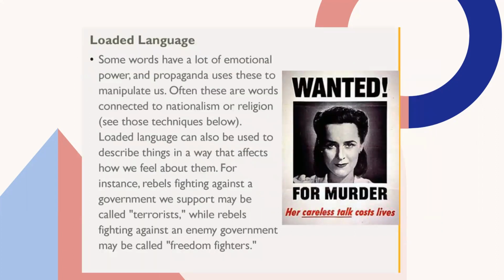And of course, loaded language. Some words carry a lot of emotional power, and propaganda makes good use of those words to manipulate the consumers of media. Often these words are about nationalism, religion, and other ideologies that people really, let's say, take personally. Loaded language can also be used to describe things in a way that affects how we feel about them. So rebels are fighting against the government, and they can be called terrorists or freedom fighters, depending on what is promoted by certain media.